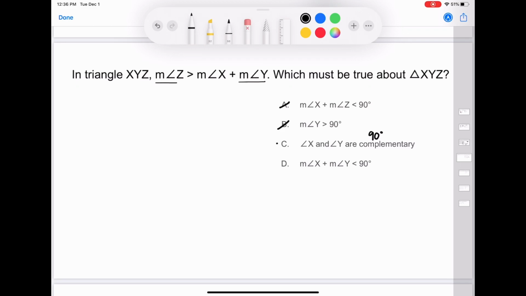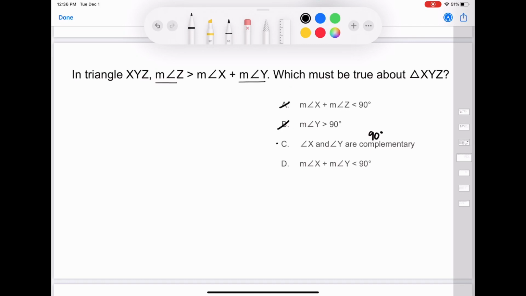The measure of angle X and the measure of angle Y must be less than 90 degrees. Well, let's consider that. Let me rephrase that, sorry. If the measure of angle X plus the measure of angle Y is less than 90 degrees, then the measure of angle Z must be greater than 90 degrees, because we have to get to 180 somehow.